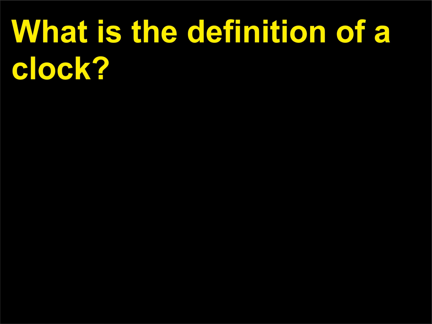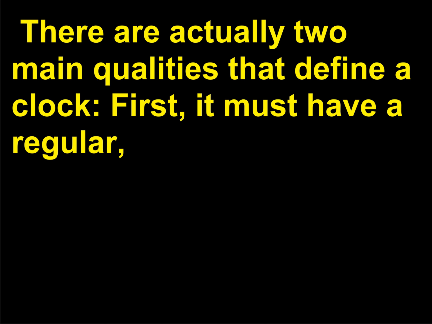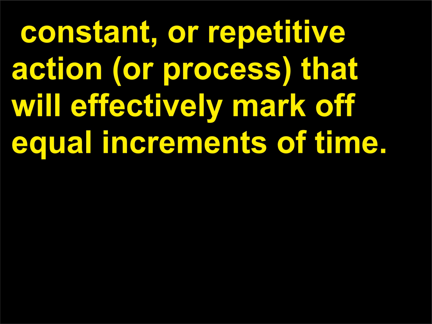What is the definition of a clock? A clock, from the Latin clicca, or bell, is an instrument we use for measuring time. There are actually two main qualities that define a clock. First, it must have a regular, constant, or repetitive action or process that will effectively mark off equal increments of time.